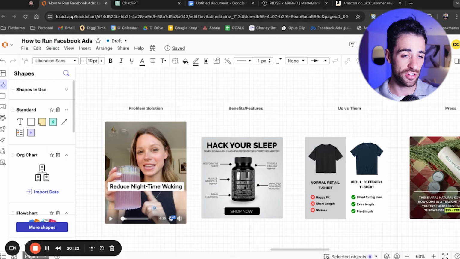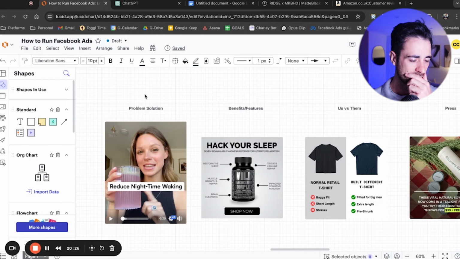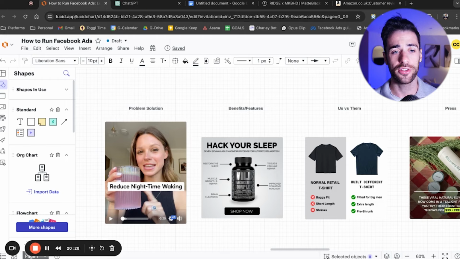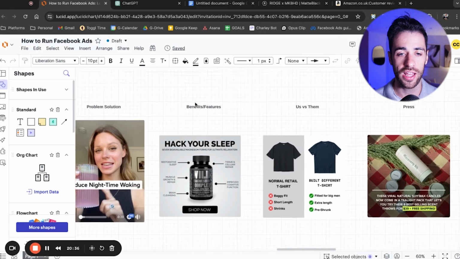solution. I have another video on YouTube where I show you how to make one of these in detail. I'll link that in the description, and you can see all the different parts of a problem solution video. You can see me script it, storyboard it, and produce it, right? So that's the core one I like.